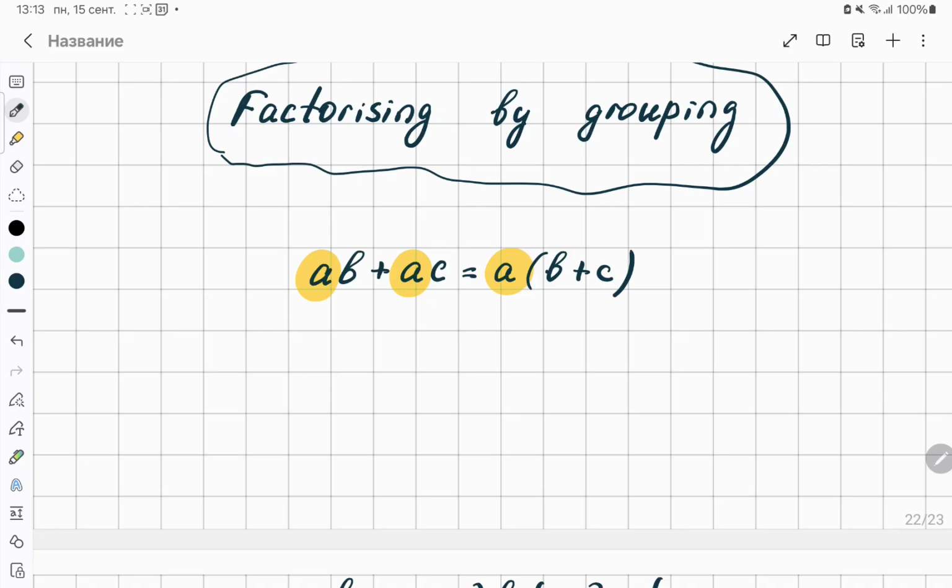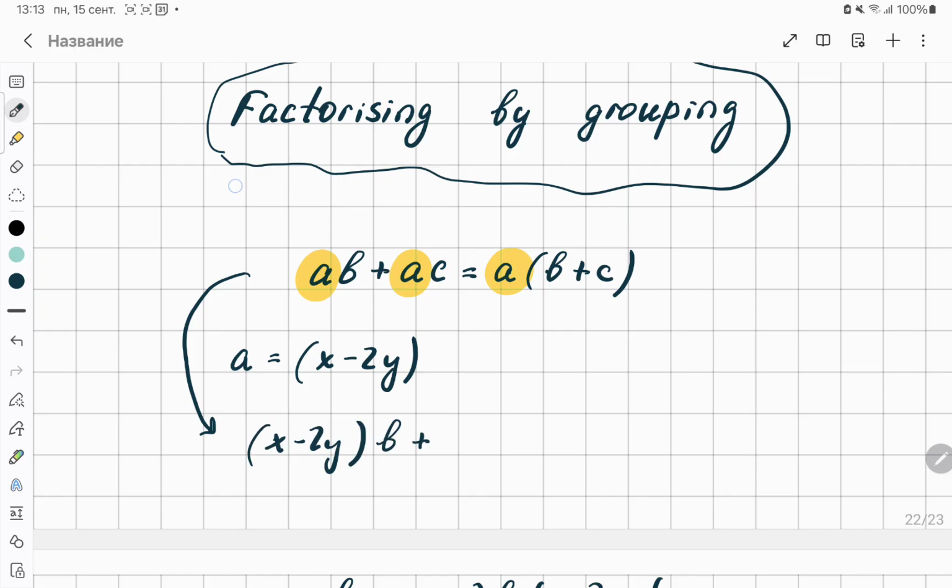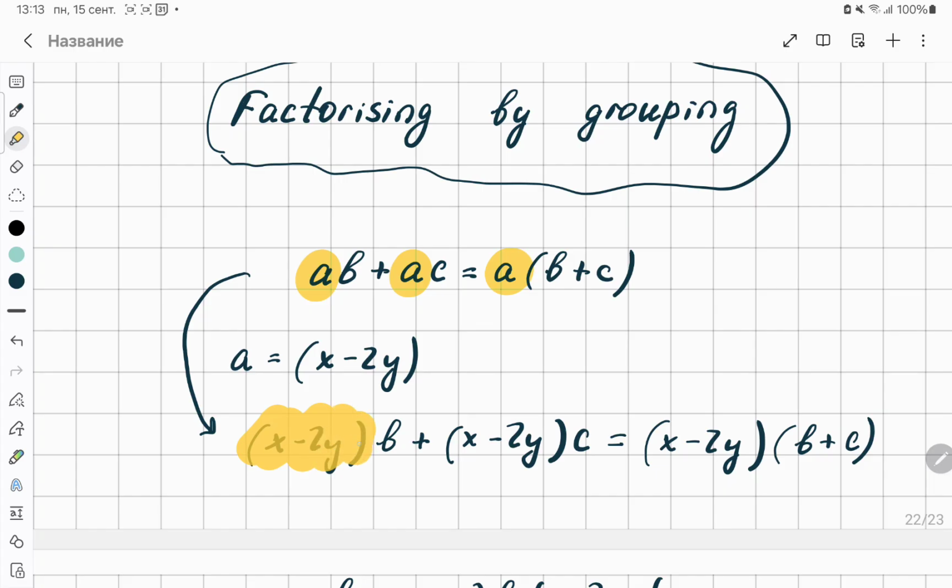But the question: what if a is equal to some expression? So let's say that it will be x minus 2y. In this case, our expression is going to be rearranged in the form of (x minus 2y) b plus (x minus 2y) c. And now we can take our common factor out of brackets, times (b plus c). So again, in this case, our a is this expression. So you see that the letter could be not only a number or term, it could be an expression itself.